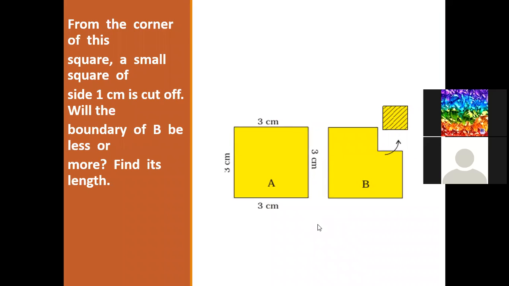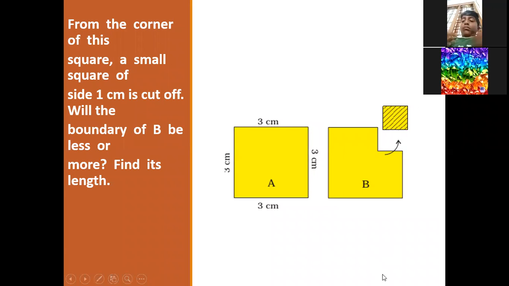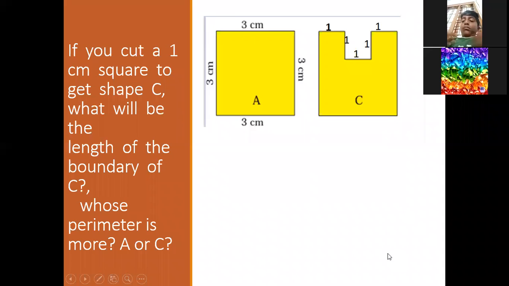Is everyone done? Yes, sir. Go to the next one. Look at this. What is the perimeter of shape A and shape C? Sir, please wait one.